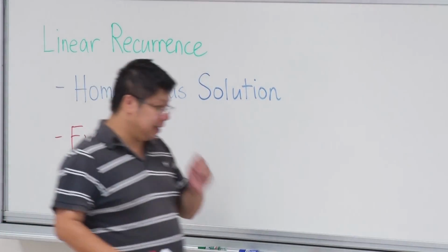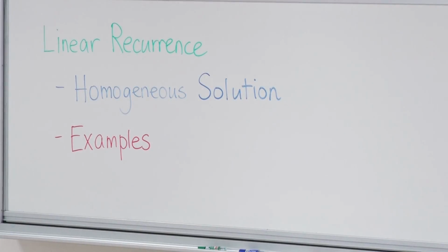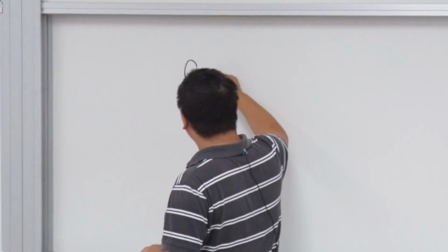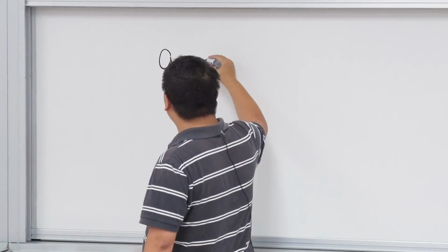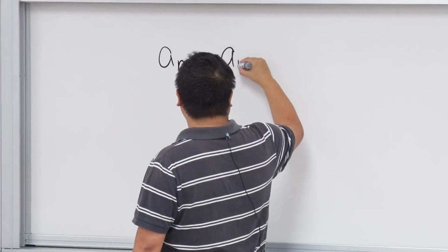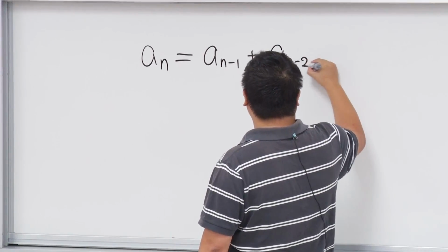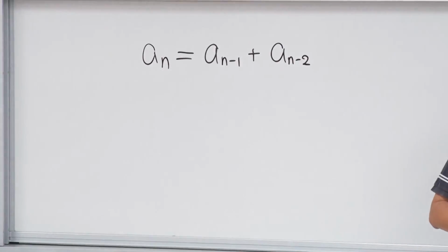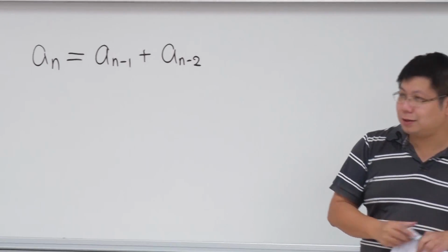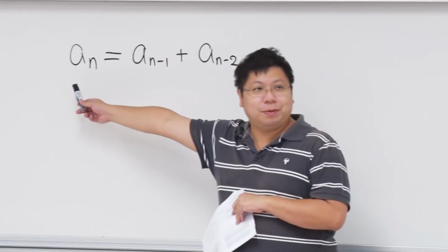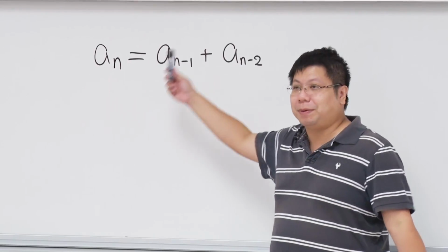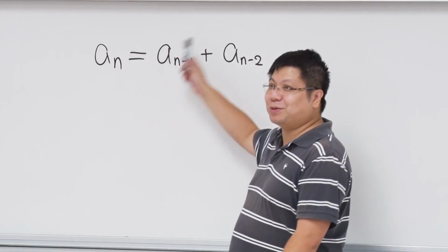Okay. So let's take a look at this example. Let's say we have something like a_n is equal to a_(n-1) plus a_(n-2). For this one, a particular solution will be very simple. 0 will be a particular solution because 0 is equal to 0 plus 0.